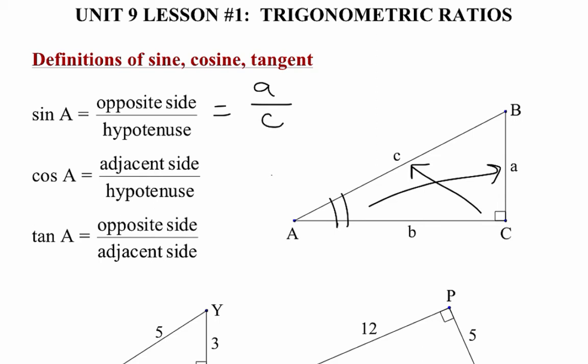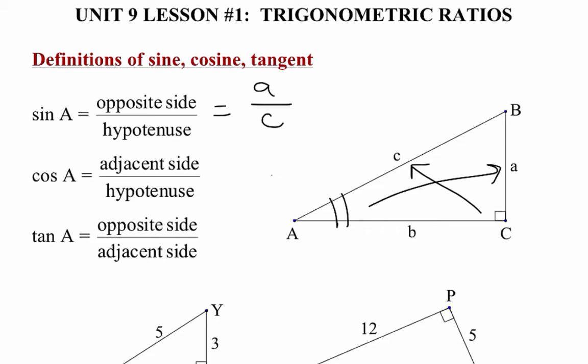So sine is simply a ratio, or a fraction, that compares the opposite side of an angle, so drawing a cross, over the hypotenuse of that right triangle. Now keep in mind, you're only going to get a hypotenuse if you have a right triangle. So these three trigonometric ratios only work for right triangles.